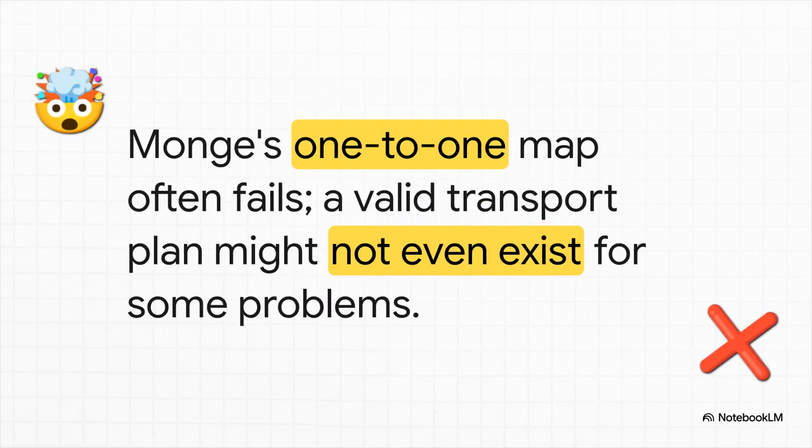See, the issue is with Monge's core idea. He insisted on this really strict one-to-one rule. Every single grain of dirt has to go to one and only one final spot. But what happens if you have one big pile of dirt and you need to use it to build the bases of, say, two different castle towers? How do you do that with a one-to-one map? You can't. Suddenly, the problem as he framed it just becomes impossible.